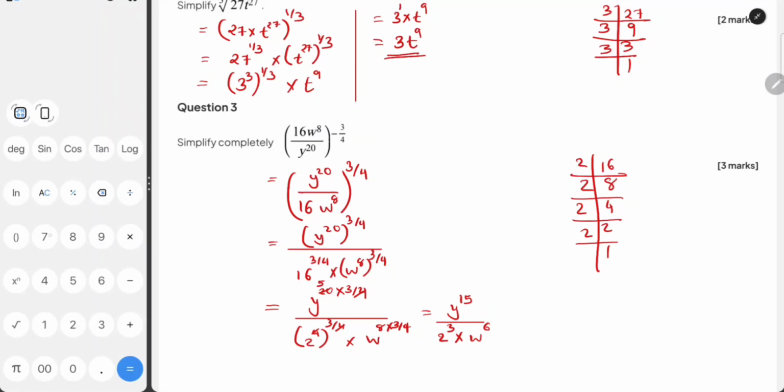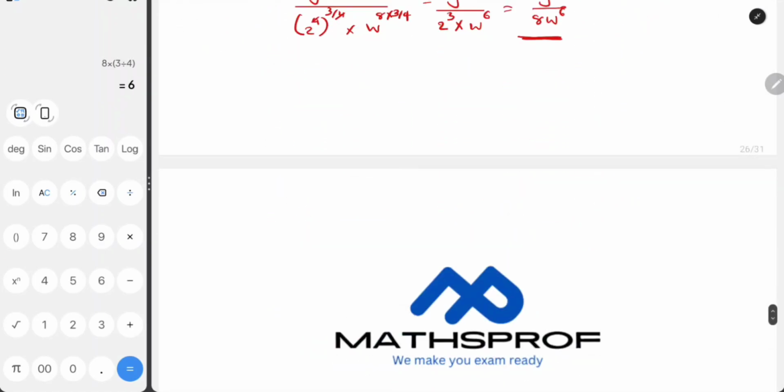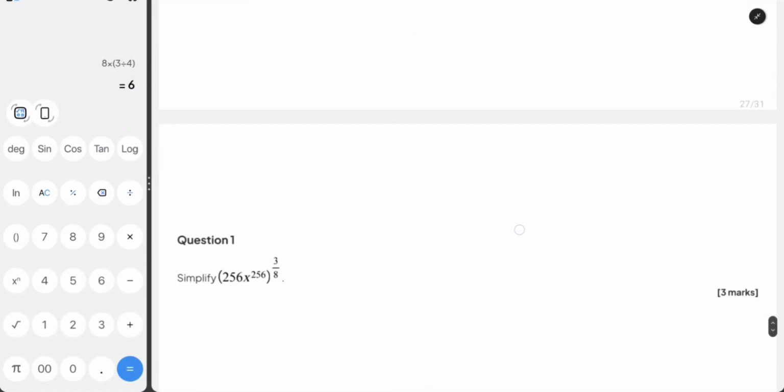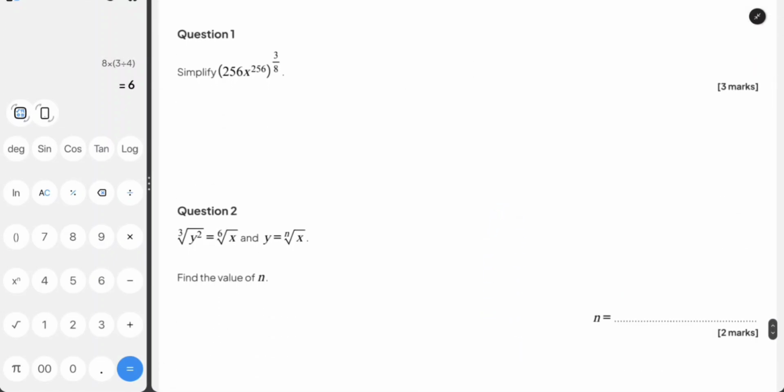I'll show you here. 8 times bracket 3 divided by 4, 8 times 3 by 4, so that's 6, you can see. So y raised to 15 upon 8 w raised to 6. This is the final answer. Okay, that's the fourth worksheet. That's the last worksheet.